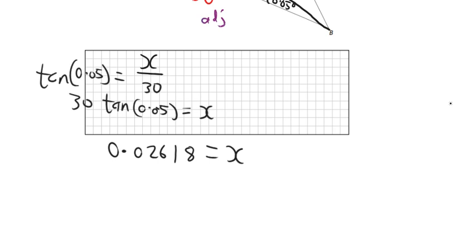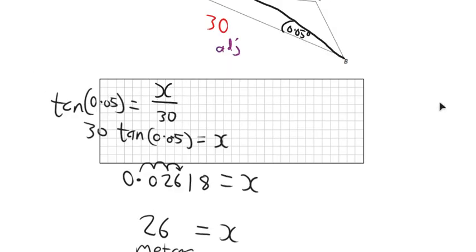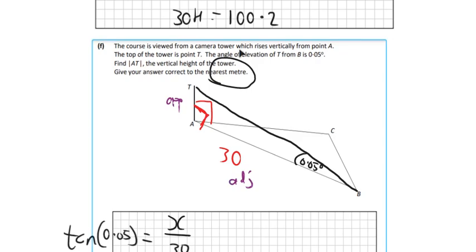To change from kilometers to meters, you times by 1,000. So you're basically moving the decimal point 3 places. So it'll be 26.1, and they wanted it to the nearest meter. So that's going to be 26 meters. And that's it. That's all you have to do for the last part. So that's the end of question 7.